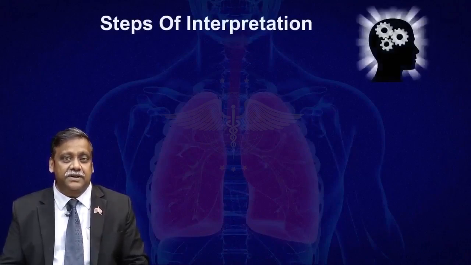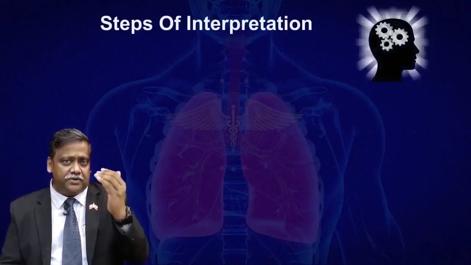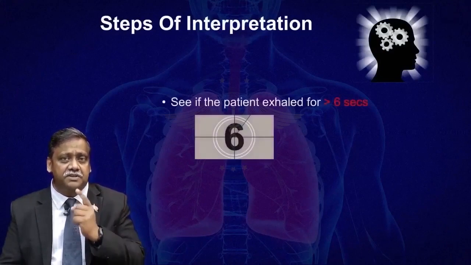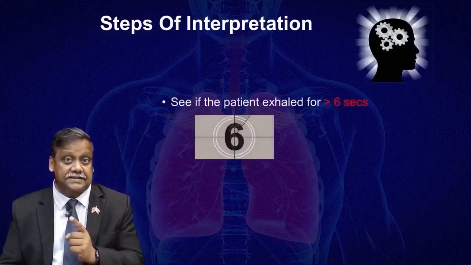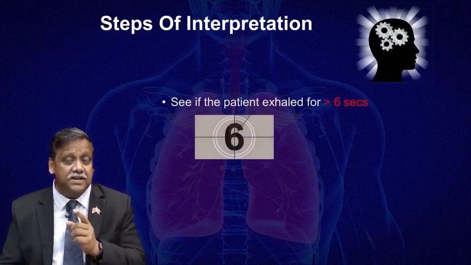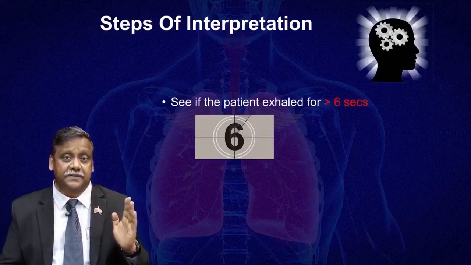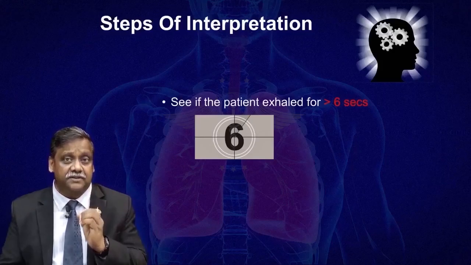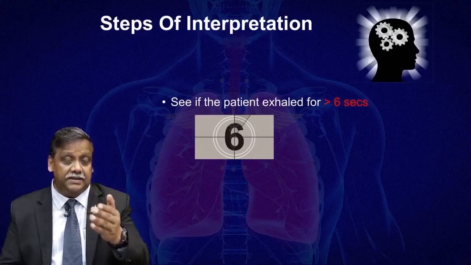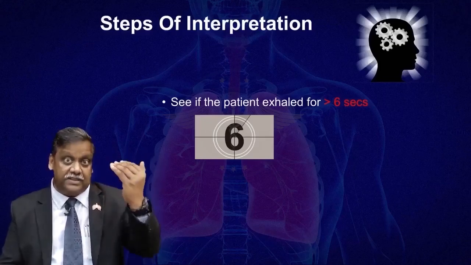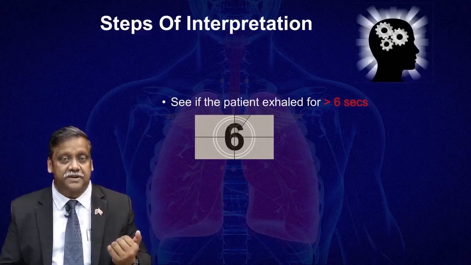Before you really start interpreting, I want you to go through this checklist. First and foremost, make sure that the patient blew for at least 6 seconds. If the patient did not blow for at least 6 seconds, do not interpret the test, especially if you are suspecting the patient to have an obstructive airway disease such as asthma or COPD, and I'll tell you why in the next slide. Once you have checked that the patient has blown for 6 seconds, then I will go ahead with making my interpretation.